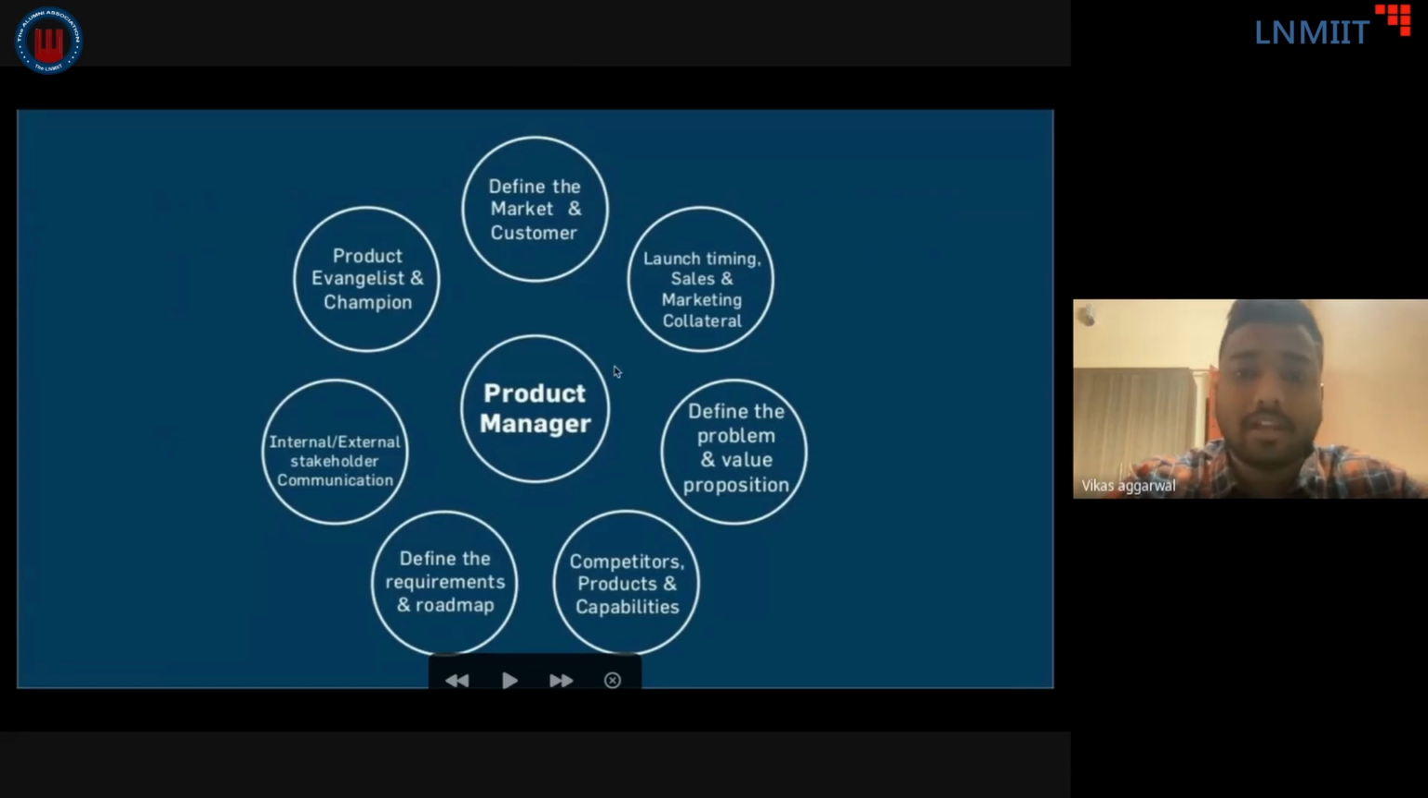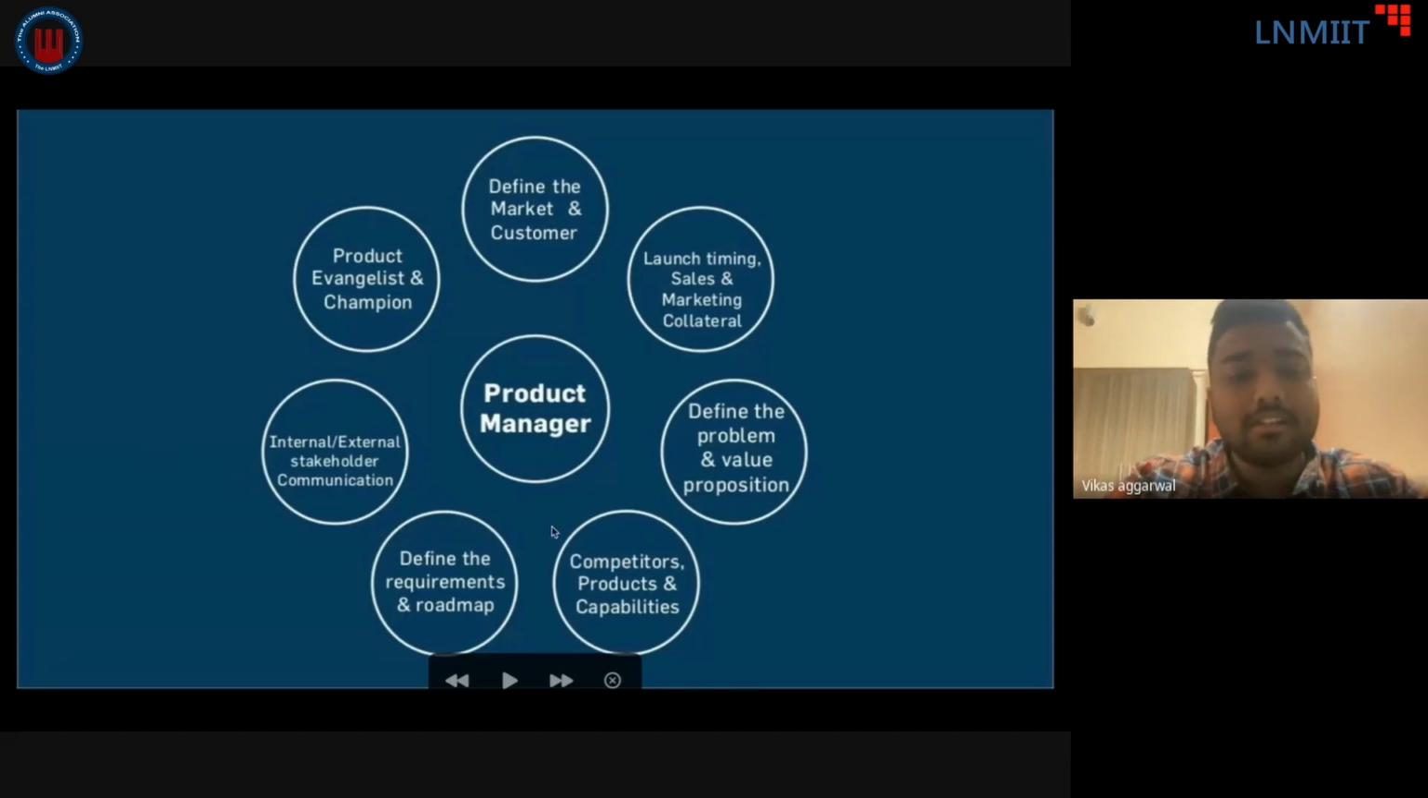This is the product manager and how he functions in a particular organization. He is responsible for defining the market and the customer. For example, take any product. Let us take Zomato and Swiggy, which are in the food tech space. The product manager is responsible for defining the TG, the target group in marketing terms, and also who their customers will be. Apart from that, they are responsible for knowing the competitors' products and capabilities. If I am working as a product manager in Zomato, I should be well aware of the product Swiggy and the different competitors in the food tech industry.